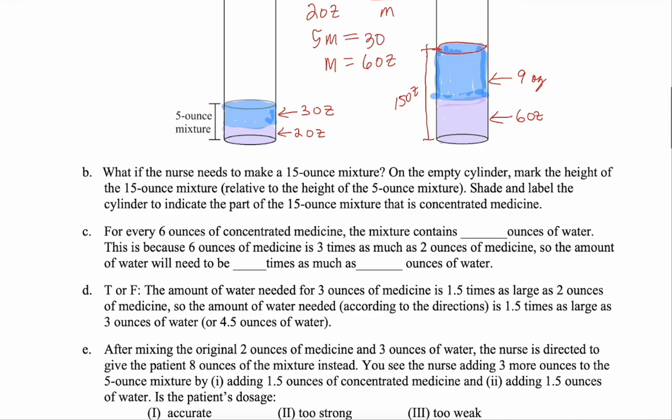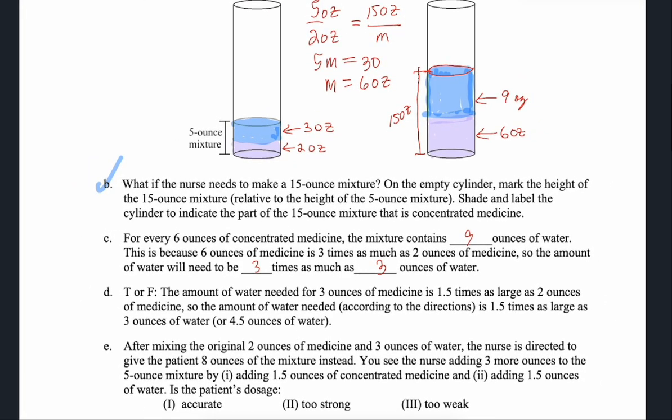So then let's look at E. So we already did B. No, I'm sorry, let's look at C. It says for every 6 ounces of concentrated medicine, the mixture must then take on 9 ounces of water. This is because 6 ounces of medicine is 3 times as much as 2 ounces of medicine. So the amount of water will need to be 3 times as much as the 3 ounces of water we started with. So that's all they're saying for C.